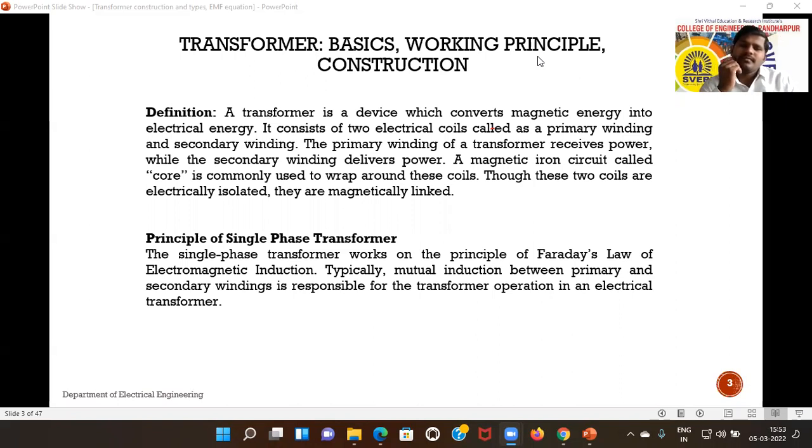Faraday's law of electromagnetic induction. So typically we can call it the mutual induction principle. Right, now the mutual induction principle. The transformer works on the principle of mutual induction.